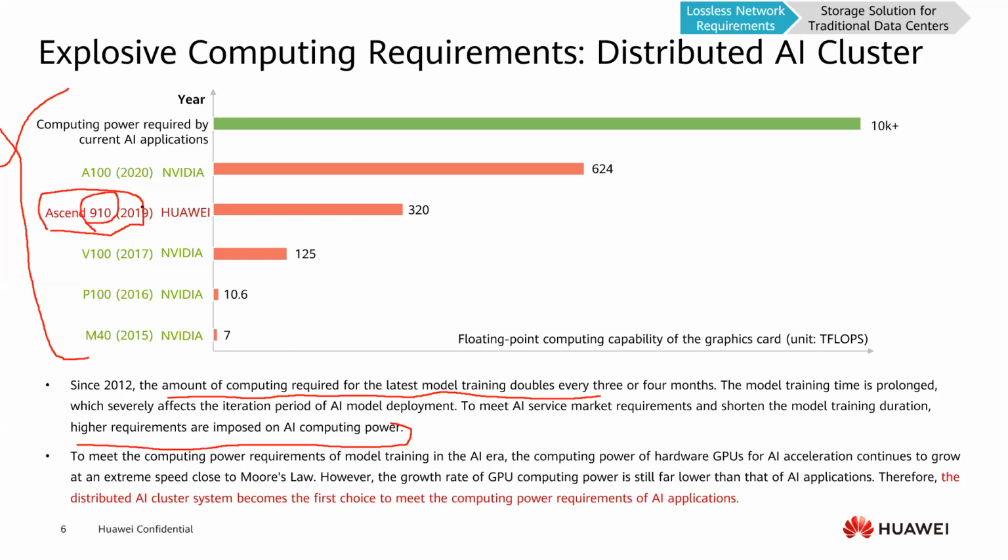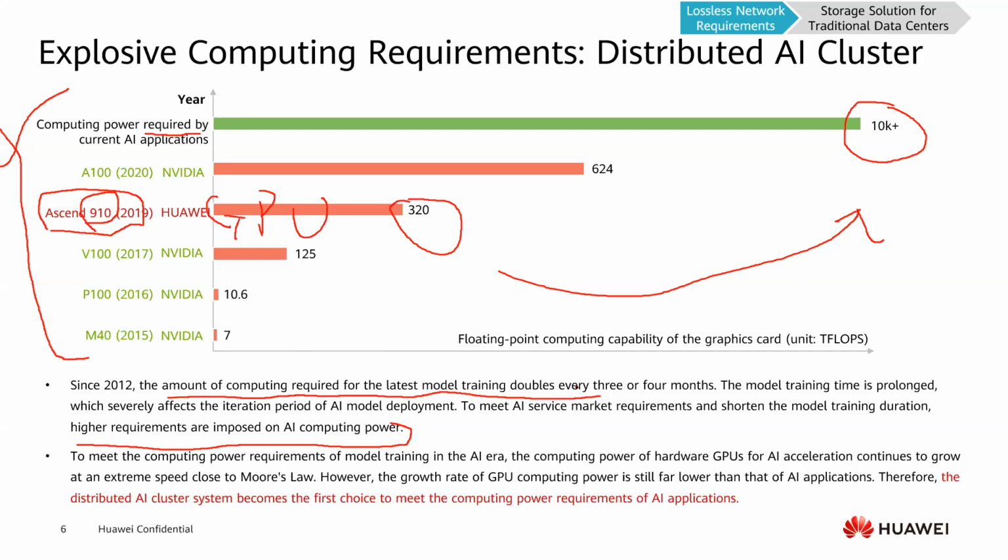This serial GPU. The number is 320. But we can see what we need. The capability we need is 10,000. So you can see we have a big distance from the hardware to what we need.